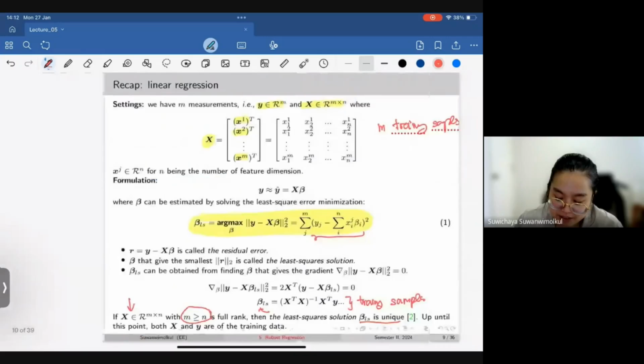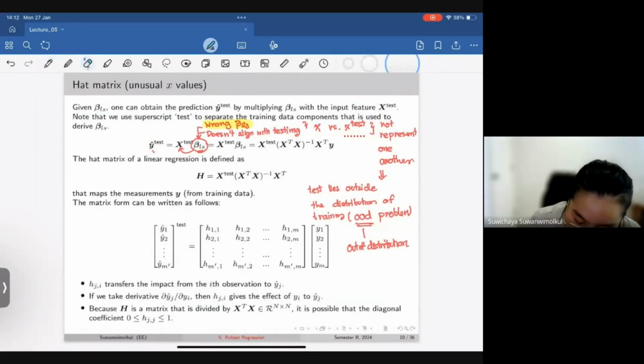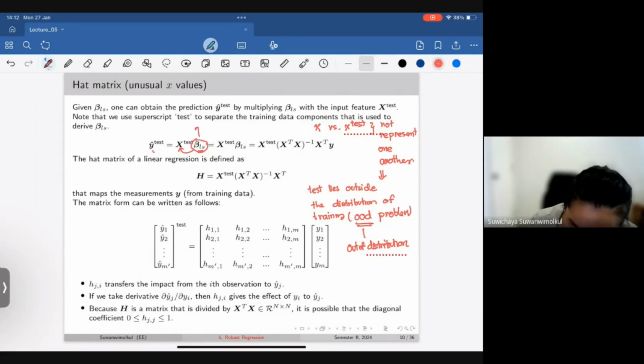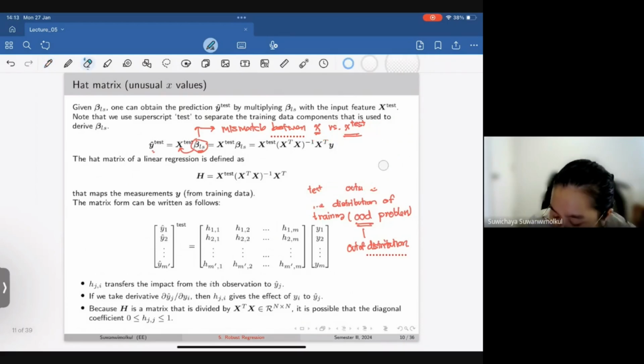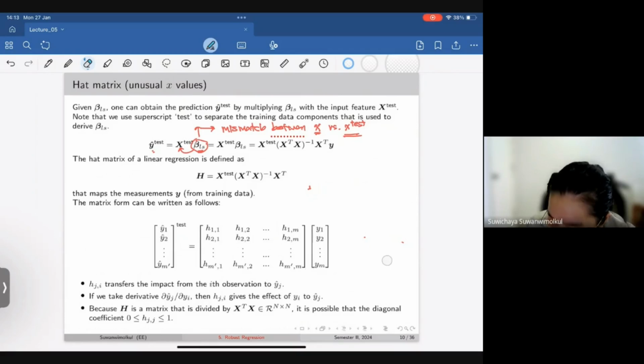So in the simplest case, if we were to use just a normal simple linear regression, we will consider that the only problem with the beta LS is not really our calculation, but a mismatch between X train and X test. So they do not represent one another, or maybe they have the OOD problem, the out of distribution problem.